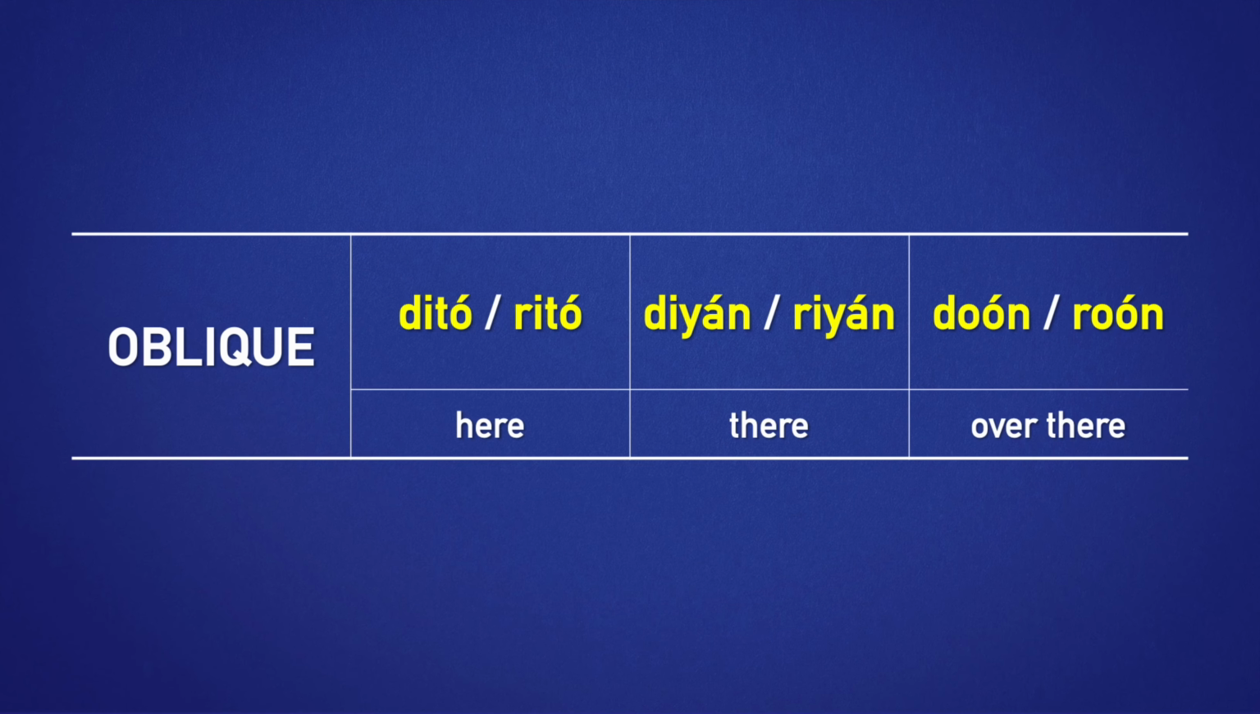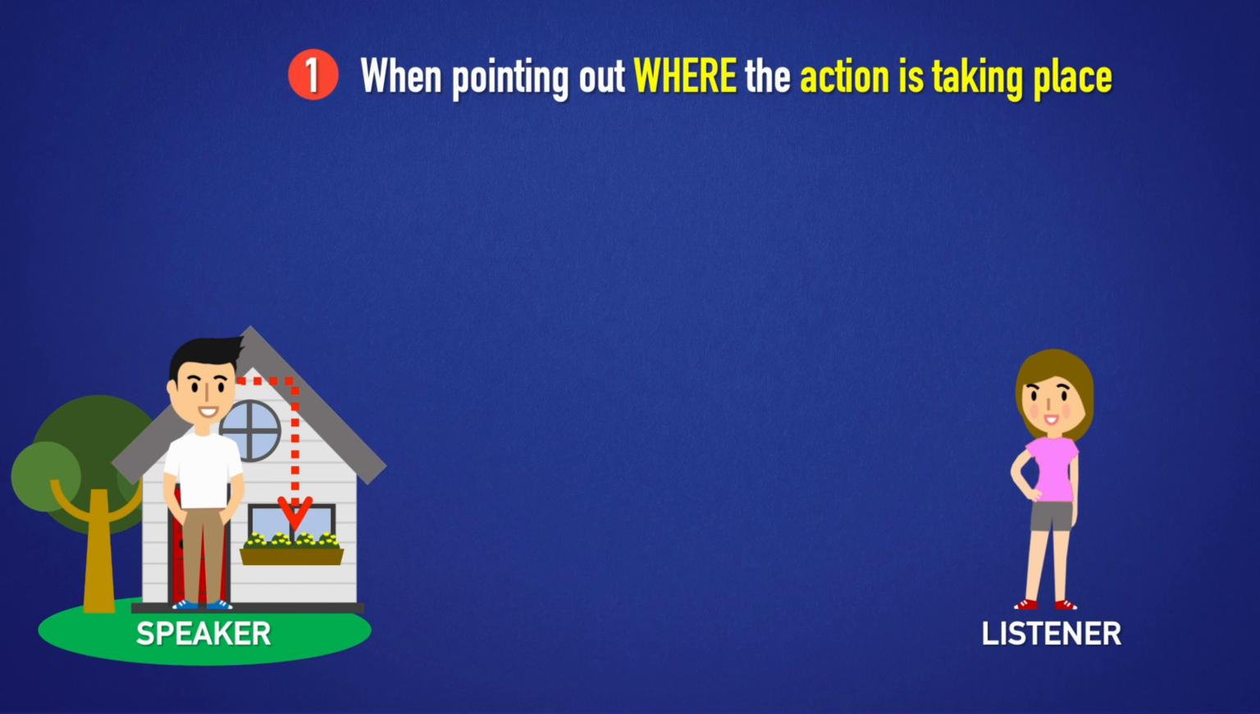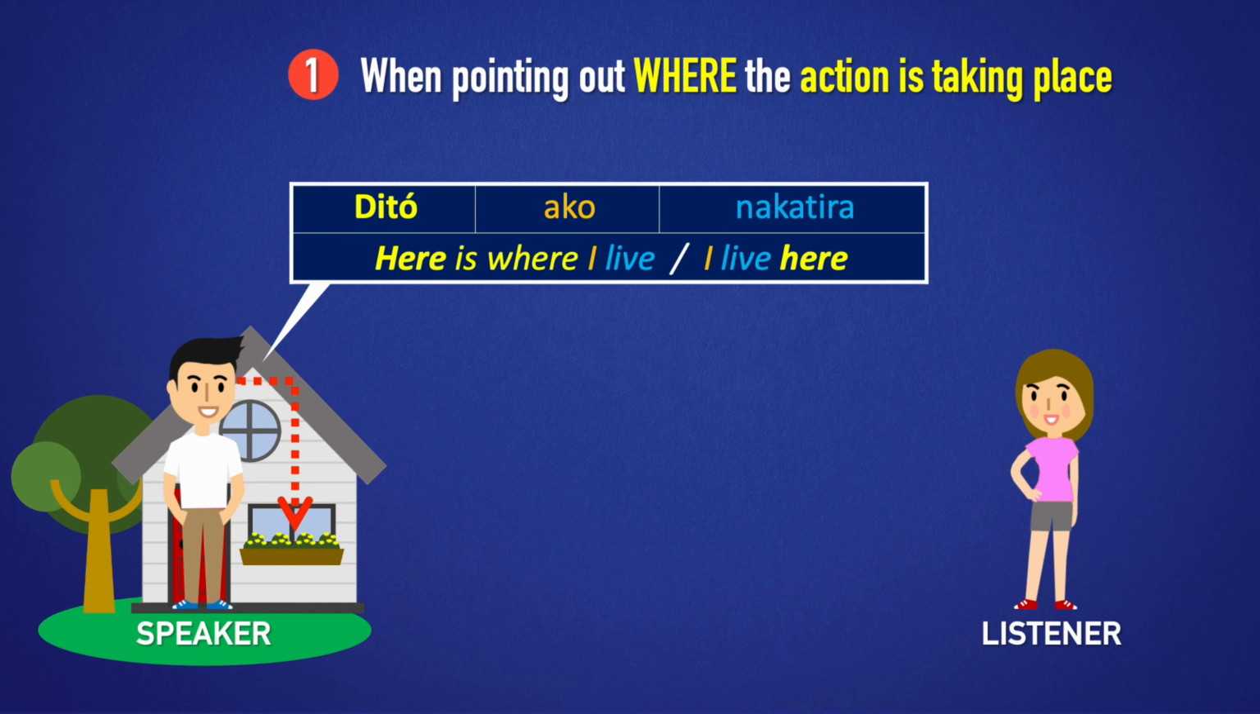It's like this. The oblique demonstrative pronouns dito, rito, diyan, riyan, and doon, roon are used for, number 1, when pointing out where the action is taking place, like dito ako nakatira. I live here, or here is where I live. The action is the verb nakatira, to live.